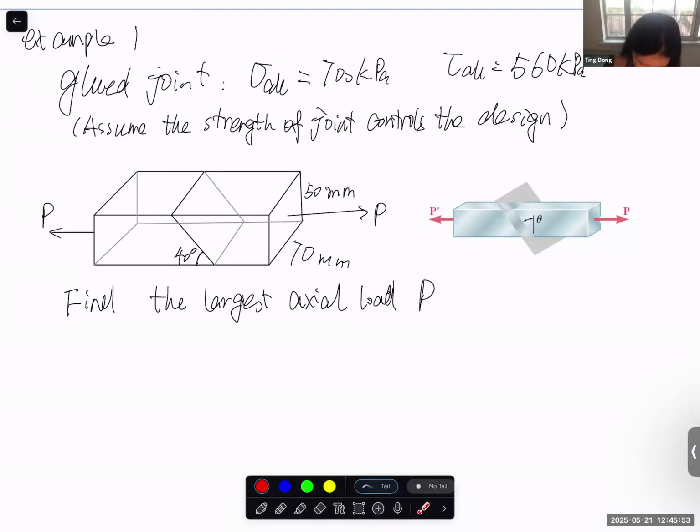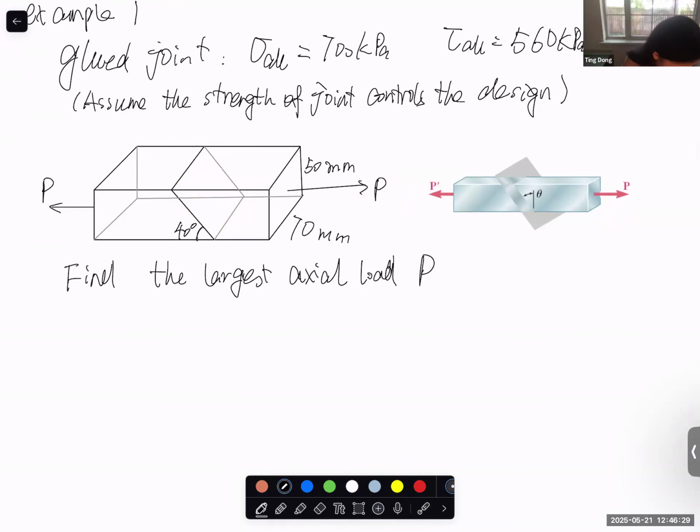Yes, thank you. So basically, we need to find the actual normal stress on this inclined plane and compare it with the allowable normal stress, right? And of course, the actual normal stress on this inclined plane should be a function of P. We also need to compare the actual shear stress in the structure. It should be a function of P, and then we compare with the allowable shear stress. And then we can solve for the largest P that can be applied. So let's do it one by one. Let's first check the normal stress.